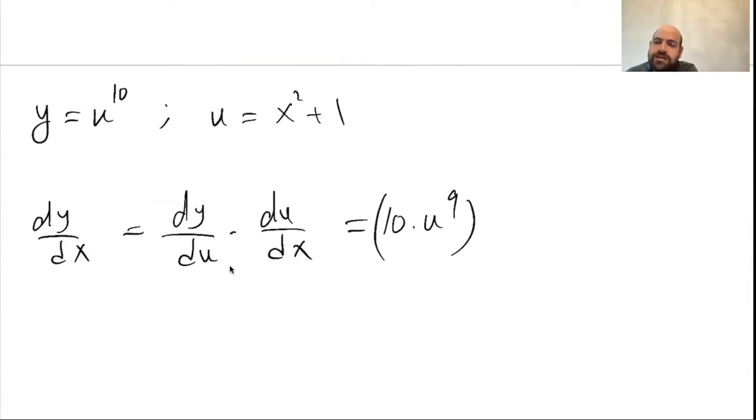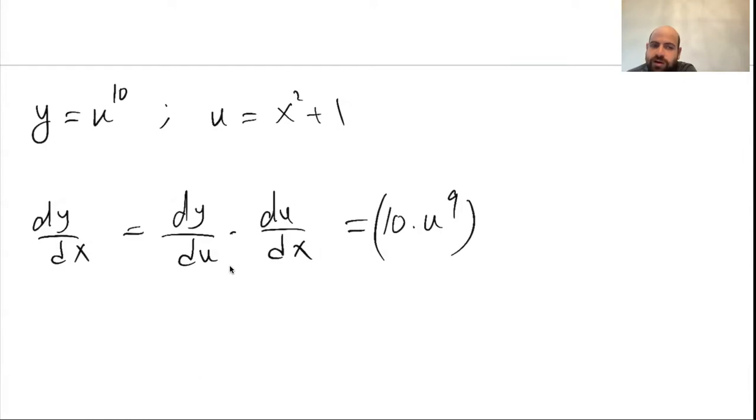So some students here get confused. They say, okay, y is a function of u here. How come we want to differentiate y with respect to x? Well, yes, y is a function of u, but u itself is a function of x, right? So ultimately, y will be a function of x. So I can have two perspectives, two approaches.